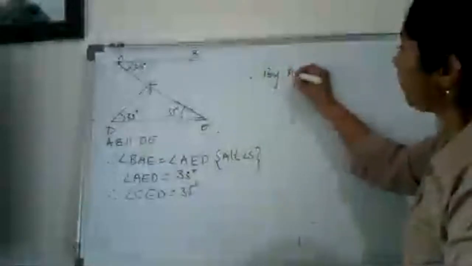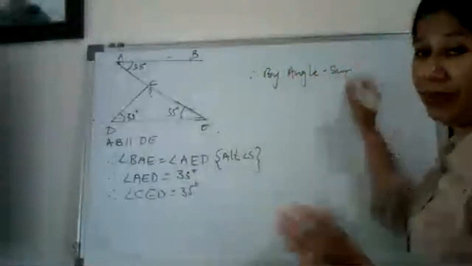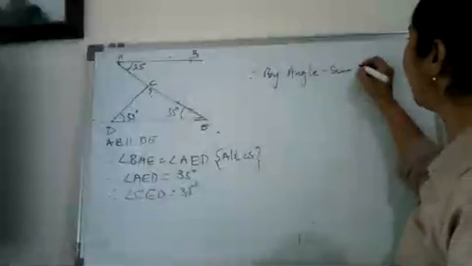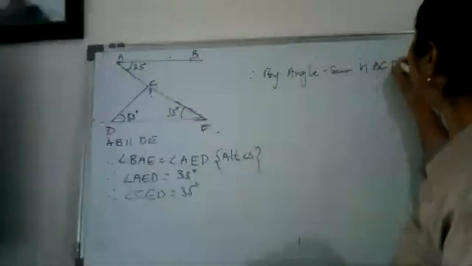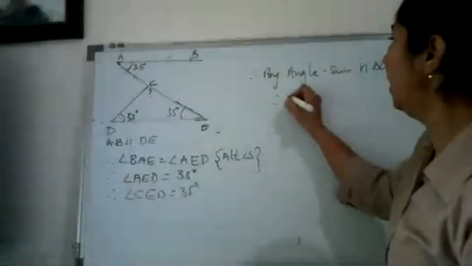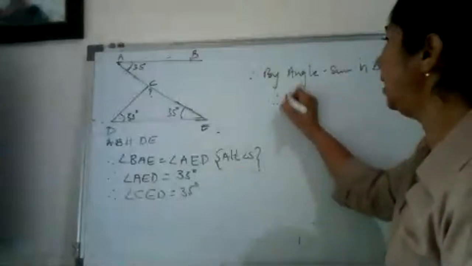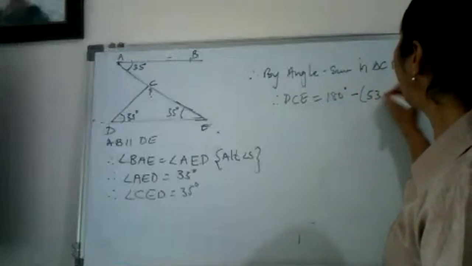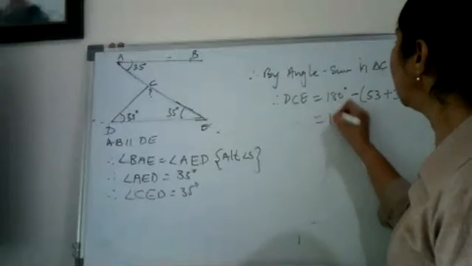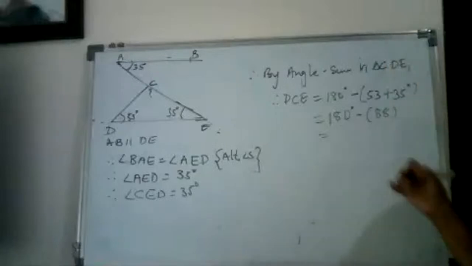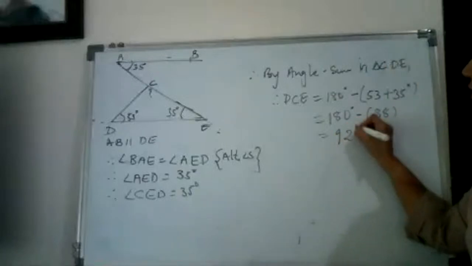And therefore, by angle sum property, either write down the whole statement, the sum of the interior angles of a triangle is 180 degree, or you write down this angle sum property in triangle CDE. The naming is important. We get angle CDE is equal to 180 minus 53 plus 35. So how much do you get? 180 minus 88, so 180 minus 80 is 100, 100 minus 8, that is 92 degree.